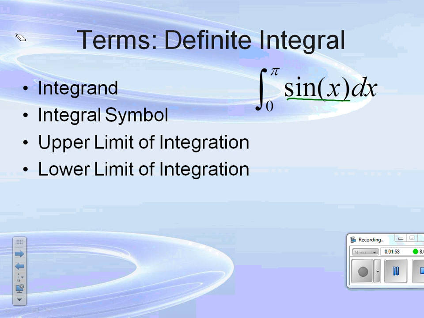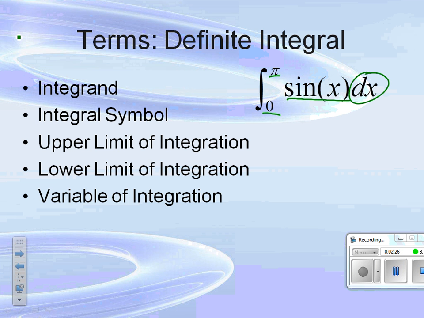The lower limit of integration here is 0. The upper limit of integration is pi. Those are going to be the boundaries that we integrate to. So this question is really asking how much area is there under a sine curve starting at the left edge 0 and the right edge pi. The variable of integration in this case is x. The dx on the end tells me that I'm integrating with respect to the variable x.